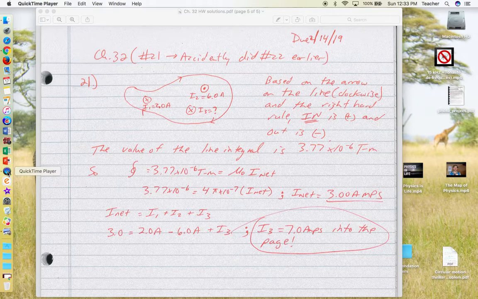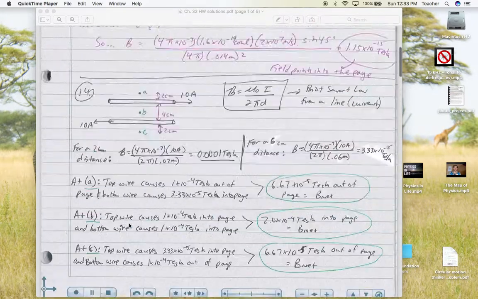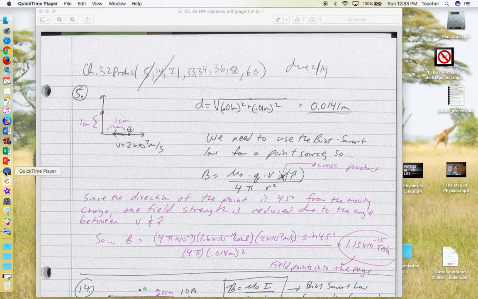Hopefully that makes sense. I also obviously have a PDF, so hopefully you'll be able to understand those if you did not while you were doing them.